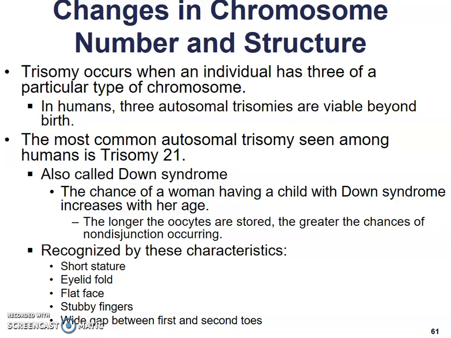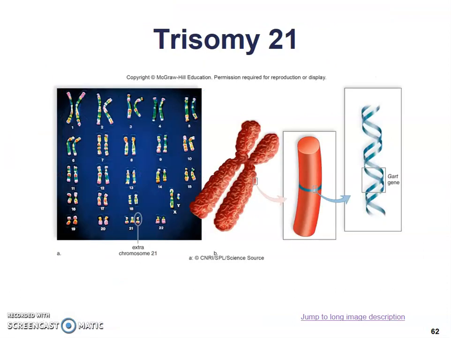The longer the oocytes are stored, the greater the chances of non-disjunction occurring. When that sperm fertilizes the egg, the greater the chances that that polar body isn't formed correctly. You can recognize Down syndrome by short stature, an eyelid fold, flat face, stubby fingers, and a wide gap between the first and second toes.